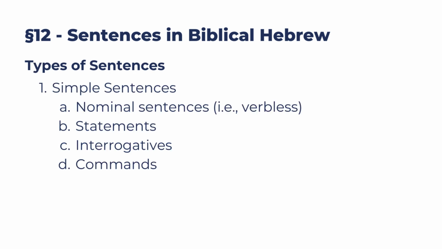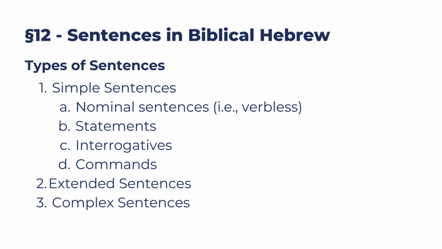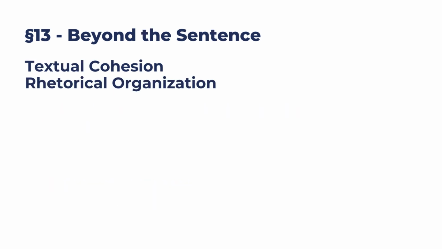There are three main types of sentences. First, simple sentences consist of one independent clause. Hebrew has four major types of simple sentences: nominal or verbless sentences, which we just discussed, statements, interrogatives, and commands. Second, extended sentences occur when one part of the clause is expanded. For example, John, who is tall, plays basketball. Who is tall is not necessary, but expands our understanding of one aspect of the sentence, namely the subject, John. Third, complex sentences are made up of multiple clauses, which may be either dependent or independent.